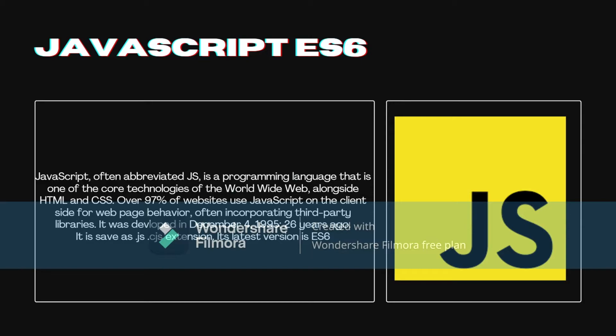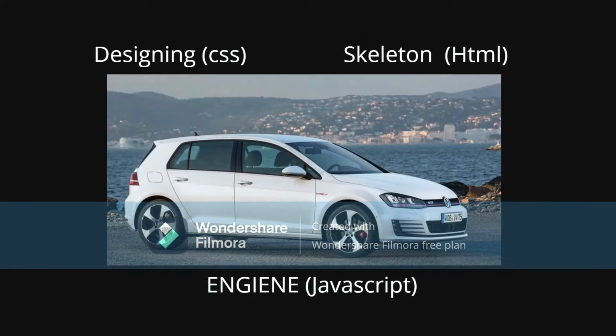It was first developed on December 4, 1995, therefore 26 years ago. It can be shared as .js and .cjs. Its latest version is ES6. Okay.